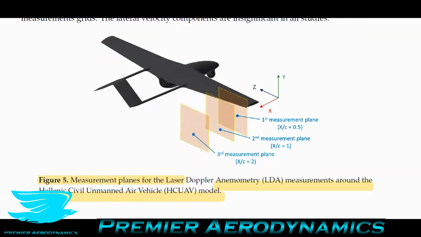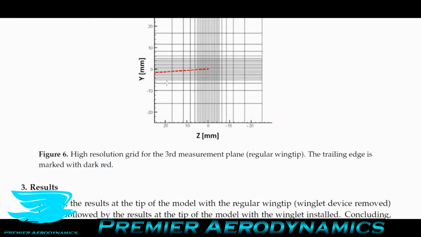Their LDA was taken in 3 different planes. One which was half the chord downstream from the trailing edge, another one which is the full chord, and another one which is 2 times the chord. So that corresponds to 18 millimeters, 36.5, and 73 millimeters downstream, respectively. Each one of these planes will give an indication as to how the vortex is developing as we go downstream. And they have a grid pattern here. It's not that important at the moment.